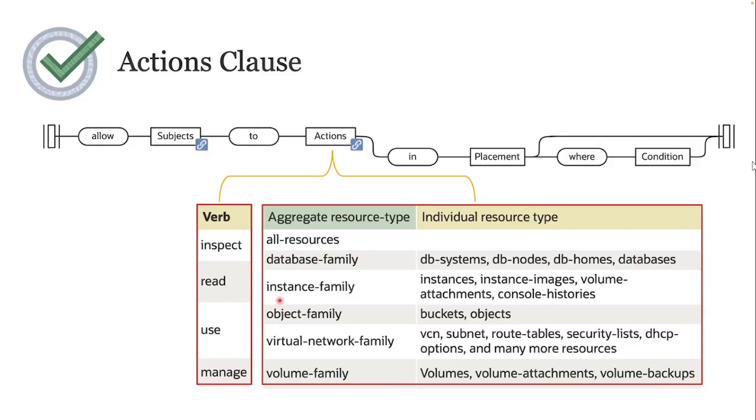You can see the same with instance family, object family, or volume family. But the important thing to keep in mind is that some resource types do not have an aggregate resource type. For example, the identity resource itself does not have an aggregate resource type. So when you are dealing with identity, you have to write a policy on individual resource types. Let me quickly jump to the documentation and show you this in more detail.